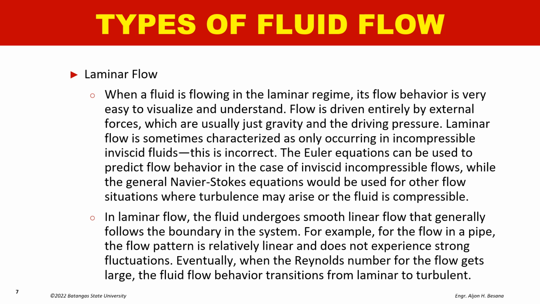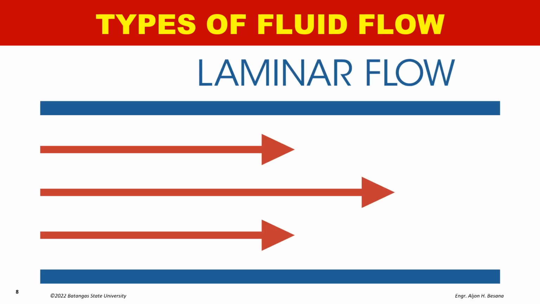For example, for the flow in a pipe, the flow pattern is relatively linear and does not experience strong fluctuation. Eventually, when the Reynolds number for the flow gets large, the fluid flow behavior transitions from laminar to turbulent, and the middle part is what we call the transition region. And this is how laminar flow is visualized.